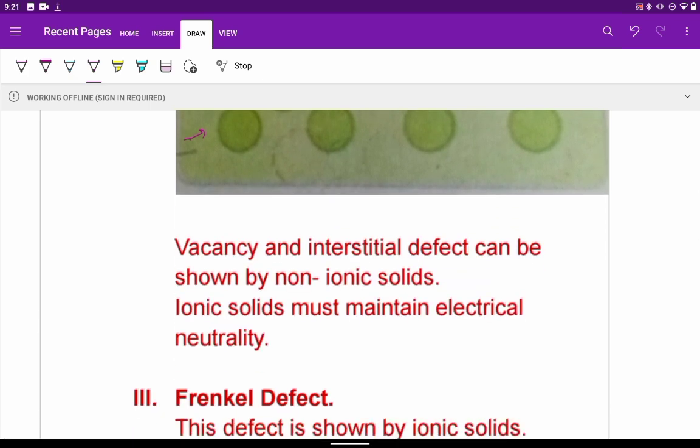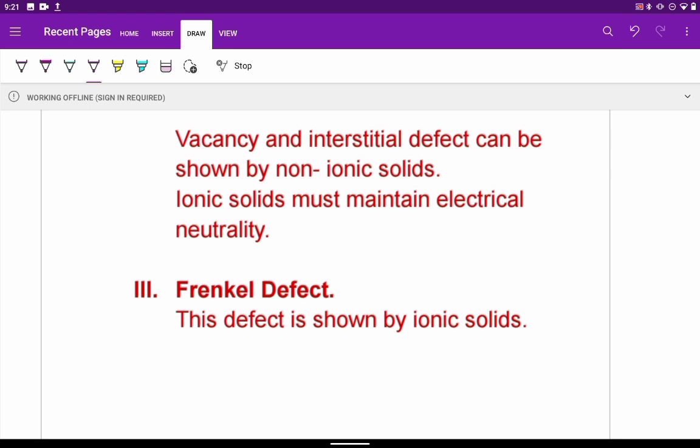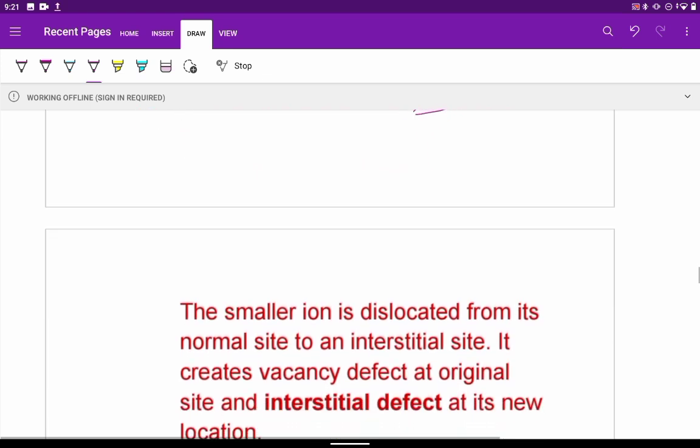The vacancy and interstitial defects can be shown by non-ionic solids, because in case of ionic solids there must be electrical neutrality. Now we see another defect, Frenkel defect. Now this defect can be shown by ionic solids which are having ions. We have two types of ions, anion and cation. The anion has negative charge. The cation is positively charged.